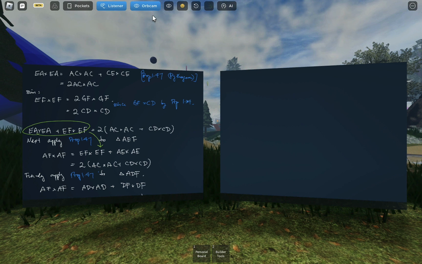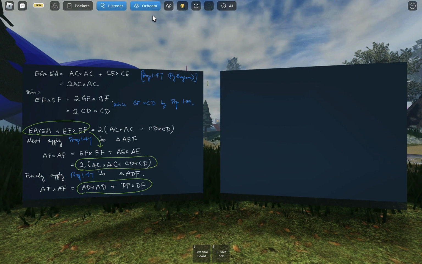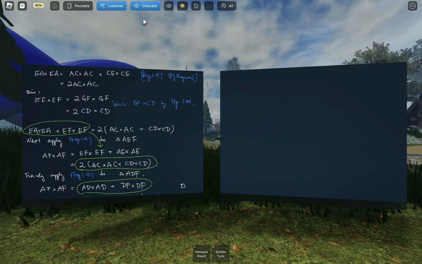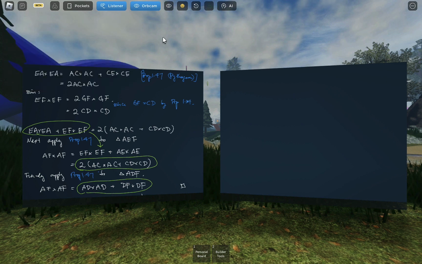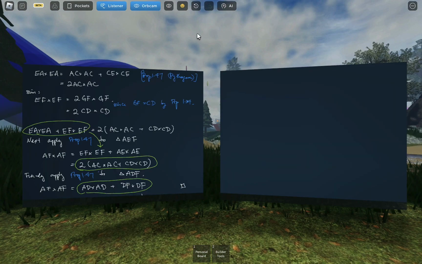And the conclusion follows because this thing here is equal to this thing here. And that's essentially what the statement of the proposition says: AD cross AD plus AB cross AB is equal to twice AC cross AC, which is the midpoint, half of the whole line, and CD cross CD, which is the square of the difference of the equal and unequal parts. So that's it.